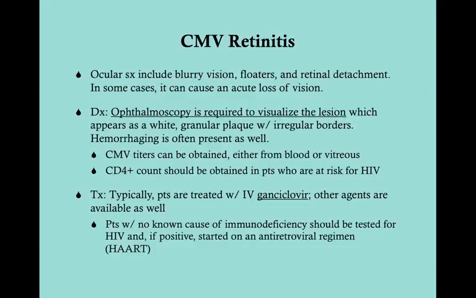And what they see on exam is typically this white granular plaque with irregular borders. And there can be hemorrhaging as well. Other things you can do to really pin down CMV retinitis, if you want to help out the ophthalmologist, is to get CMV titers, either from the blood, or the ophthalmologist would do vitreous samples. And then you should know that any patient with HIV/AIDS, if they come in with acute symptoms, you should always get the CD4 count. And this should also be done in patients who are at risk for HIV as well.